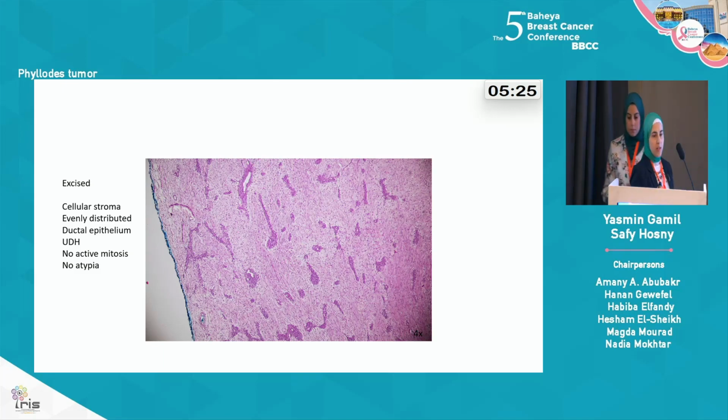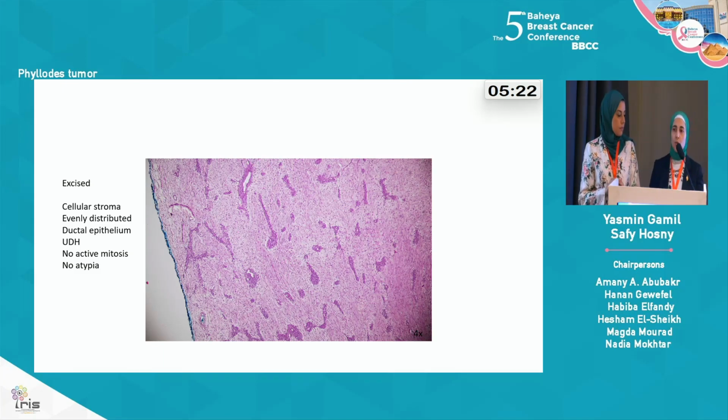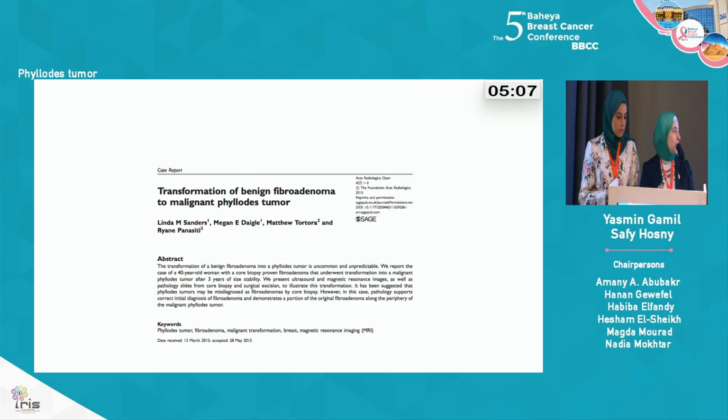When the mass was excised, it showed cellular stroma, but with evenly distributed epithelium showing usual ductal hyperplasia with no active mitosis, no atypia. So we diagnosed the case as a contralateral cellular fibroadenoma. It is uncommon to see cases that transform from fibroadenoma to malignant phyllodes tumor, but that is reported. And this was a similar situation in our case, which transformed from cellular fibroadenoma to borderline phyllodes tumor.